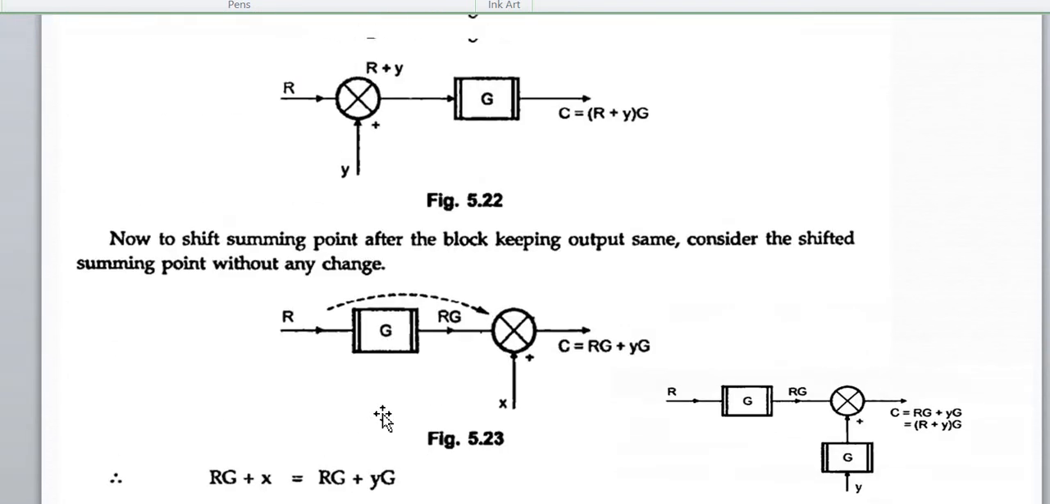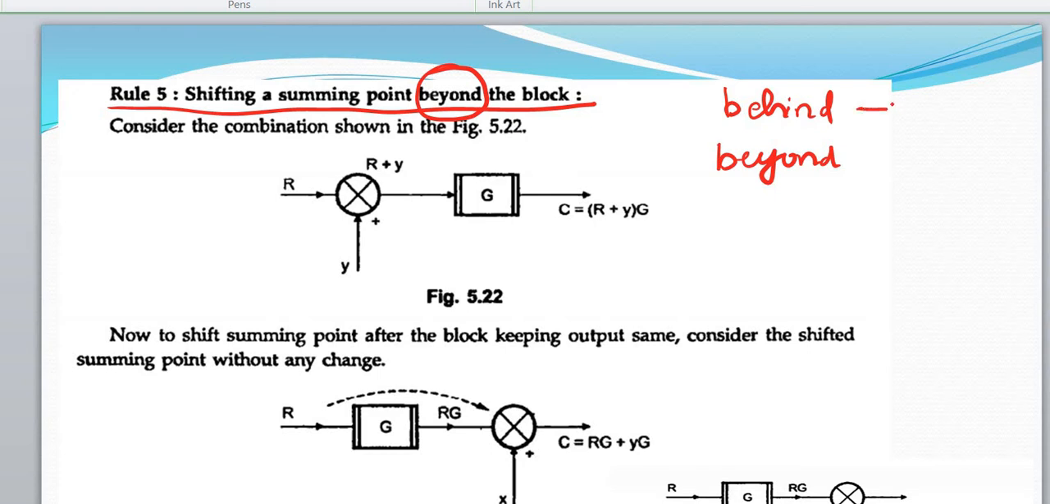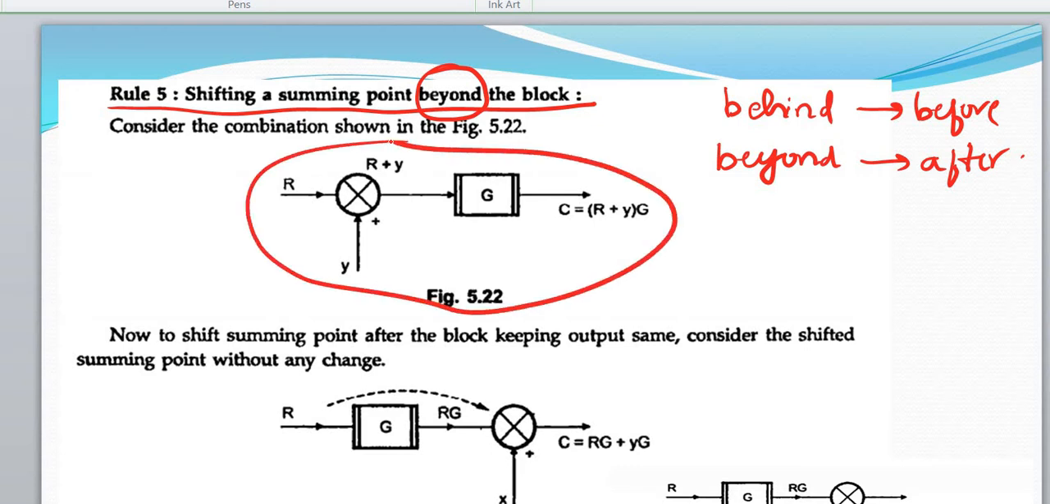So now moving to rule number 5. In rule number 4 we shifted the summing point behind the block. Here we are shifting beyond. Behind means before, and beyond means after the block. So the situation is as shown in figure 5.2. That is, the summing point is behind the block, and I want to bring it beyond the block.